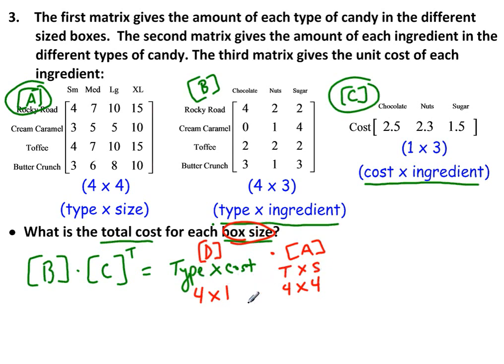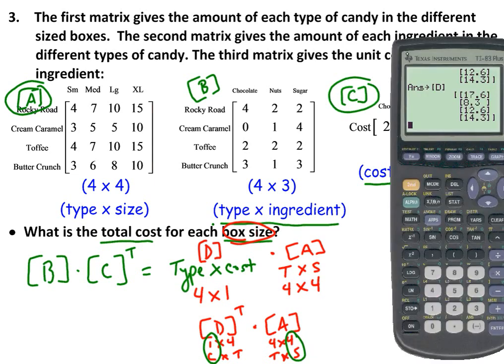What could I do? Well, I could transpose the D matrix. If I transpose the D matrix, I'm going to get a 1 by 4, and it's going to be cost by type. If I multiply that by my A matrix, which is a 4 by 4, that's type by size. So now my 4's match up and the types match up. And I'm left with a solution that's cost by the size of the candy box. And that's exactly what I'm looking for.